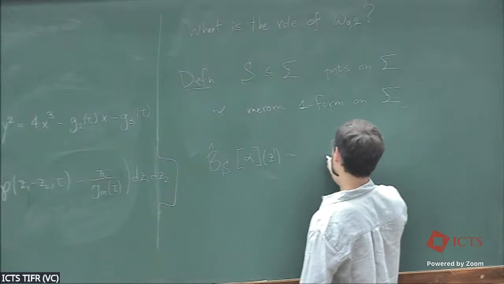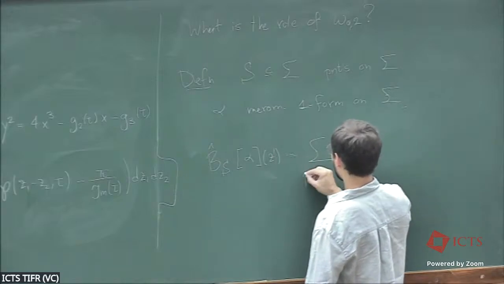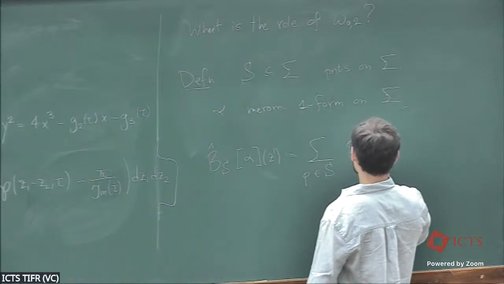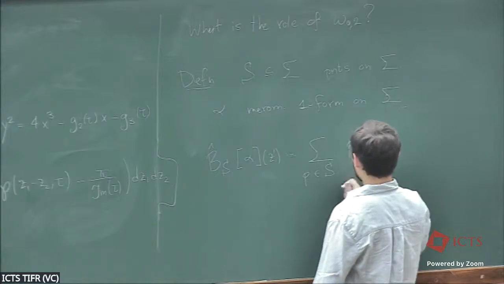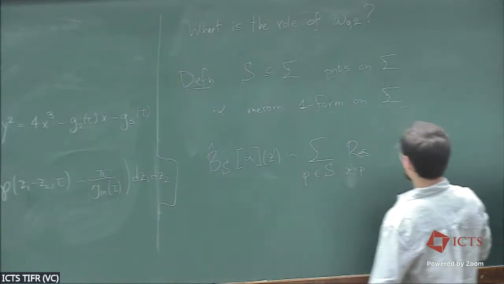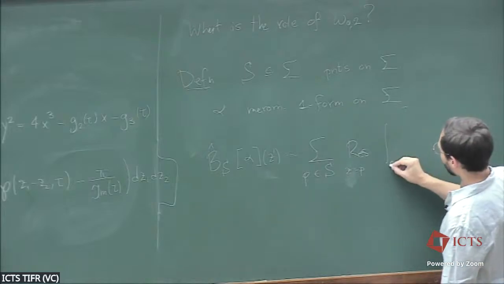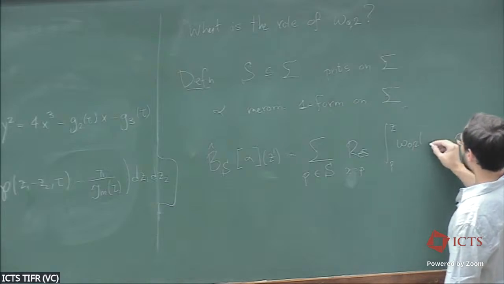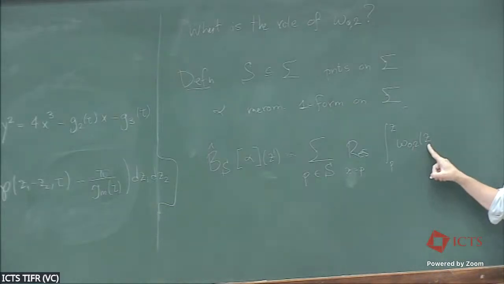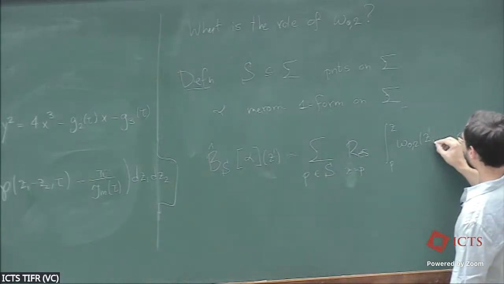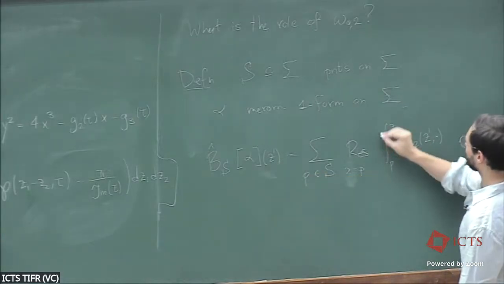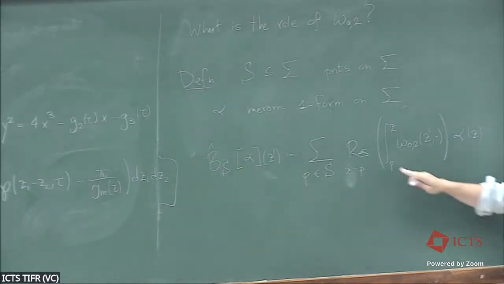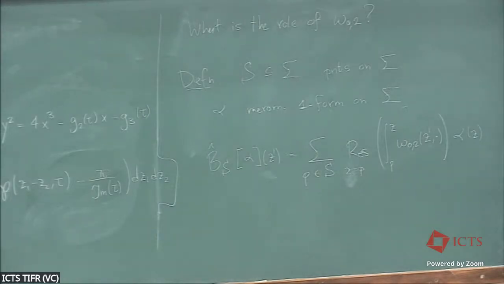And this is by definition the sum over all points P in S. I have to take the residue at Z equal to P of the integral from P to Z of omega 0,2. I will fill the first slot with Z prime here, and I integrate the second slot. I multiply by alpha, and I take the residue, okay? So this is the definition.